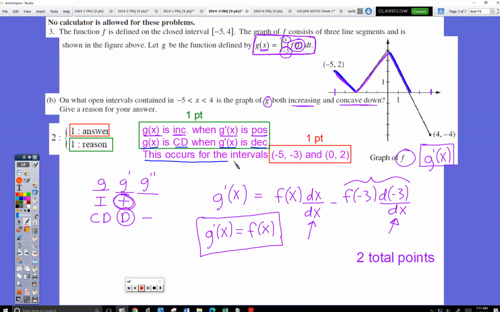This occurs for the intervals beginning at x equal -5, ending at x equal -3. That's this interval. When you're talking about increasing, decreasing, or concavity, safest thing to do is just use open parentheses. And the interval from 0 to 2.